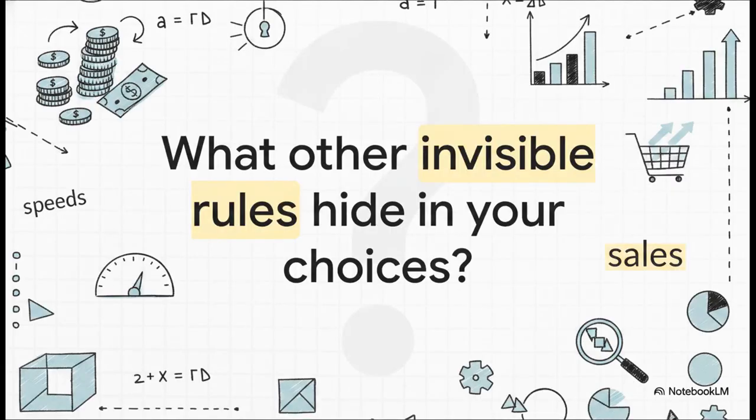So, as you look at the prices, the speeds, and the sales all around you today, I want you to ask yourself this. Where else might the math be tricking you? If a relationship isn't proportional, what other invisible fees, starting values, or hidden rules are just kind of built into the everyday choices you make?